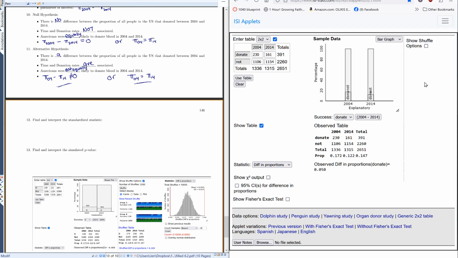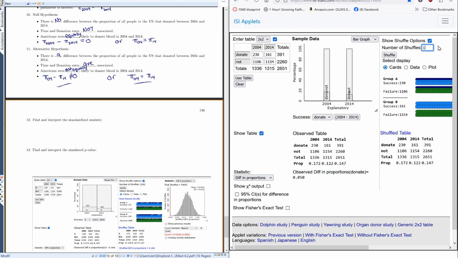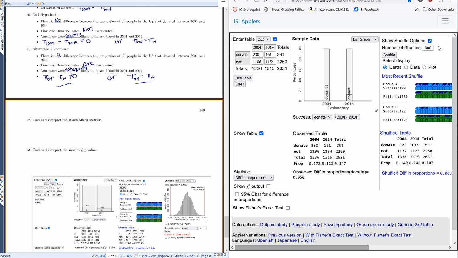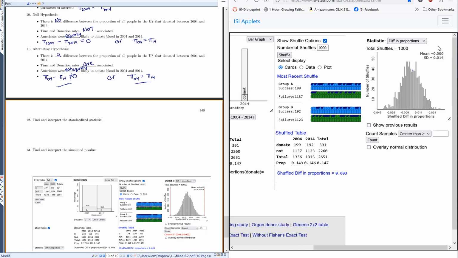Now, when it says find and interpret the standardized statistic, to do that, I actually need to go through and shuffle everything. This is one of those times where 10,000 shuffles is going to take a really long time. So I did it for our notes, but here I'll only do 1,000 shuffles to show you. You can see that it will give me my mean and my standard deviation. And for my p-value, I can come through and count my samples, but I don't need that yet for my standardized statistic.